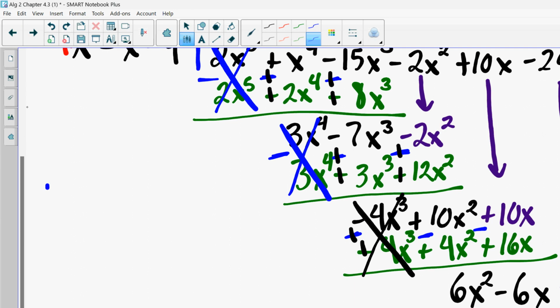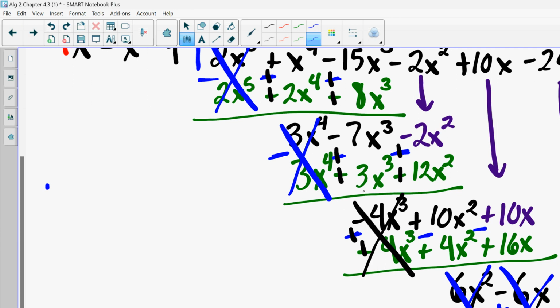And lastly, we're going to subtract. 6x squared minus 6x squared is 0, and negative 6x minus negative 6x. Negative, negative make a plus. Negative 6 plus 6 is 0. Negative 24 minus negative 24. Negative, negative make a positive. It would indeed give us 0.